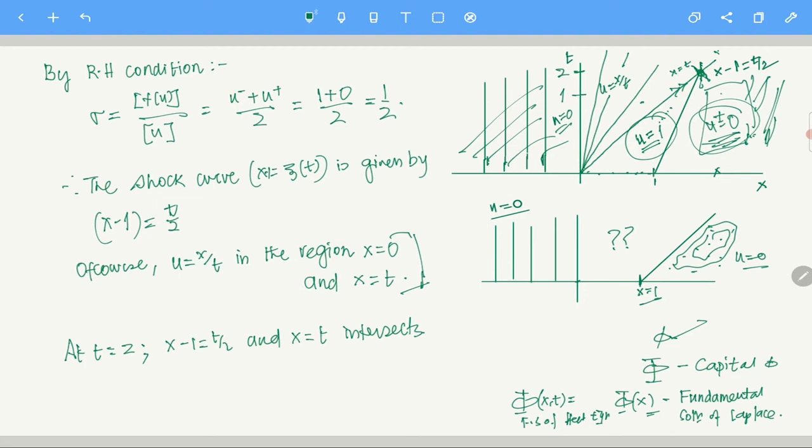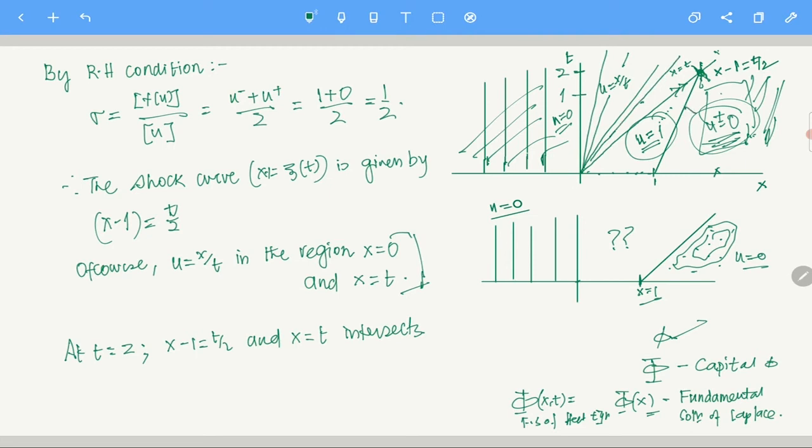You see, along the... there is another... the rarefaction. So basically this is the rarefaction wave, right? Here these waves are rarefaction waves. These rarefaction waves actually hit the shock wave. This is the shock wave, right?